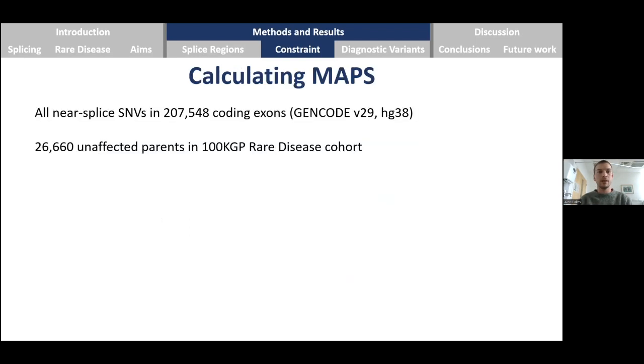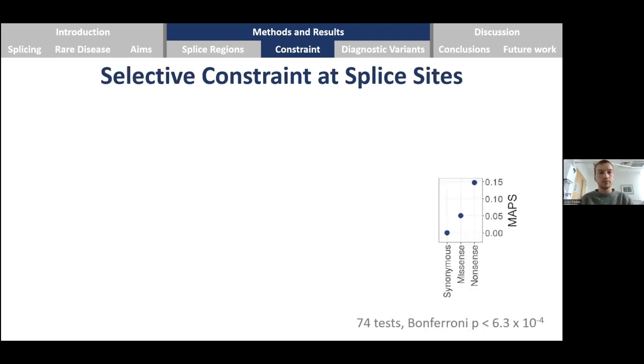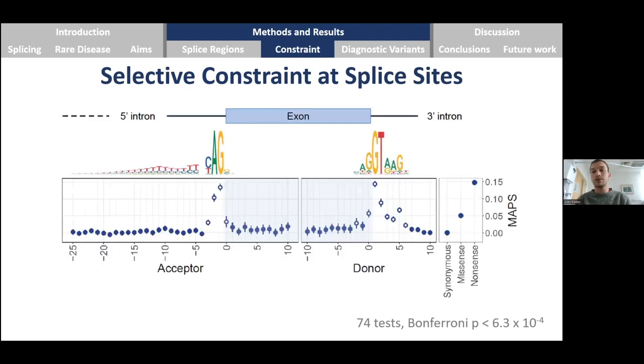So we calculated this variant level constraint metric from all single nucleotide variants around 200,000 coding exons in GENCODE using whole genome sequencing data from 26,000 unaffected parents in the rare disease arm in GEL. And here are our results. So just on the right-hand side, for your reference, are MAP scores for those coding variant classes that I showed you previously. And here are the results around the splice site.